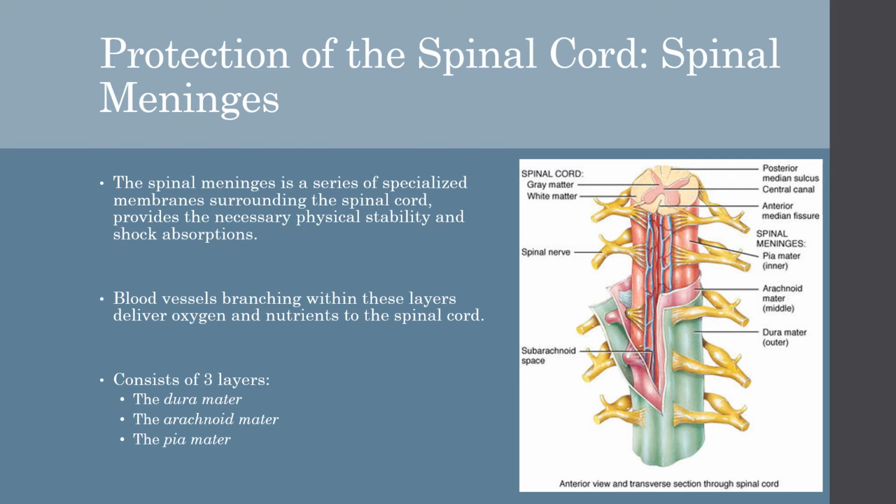As far as protection goes of the spinal cord, we know that one of the first defenses of the spinal cord is obviously the backbone that protects it, that vertebral column. But inside, there's this thing called the meninges, which is going to surround that spinal cord. It's kind of like a casing for it. And again, it provides the necessary physical stability and the shock absorption for the actual spine. Within that, there are different blood vessels branching that provide nutrients and deliver oxygen to the spinal cord. And there are 3 different layers. We have the dura mater, the arachnoid mater, and the pia mater.